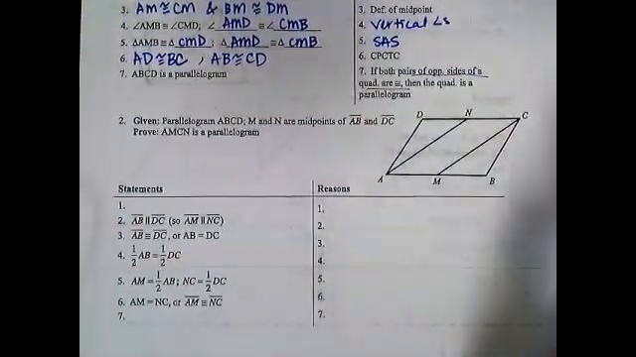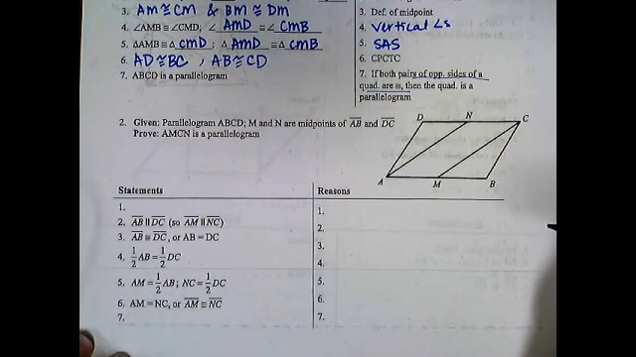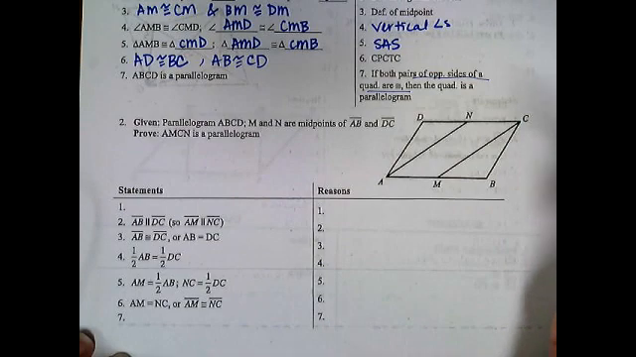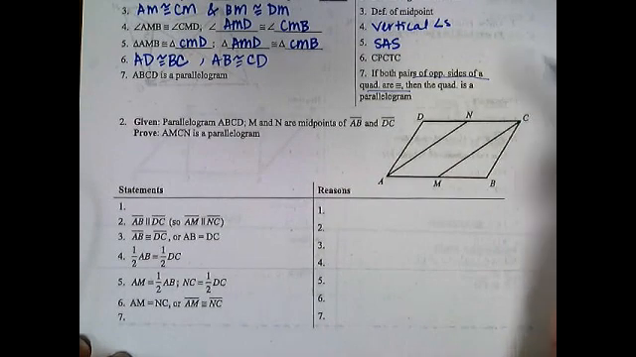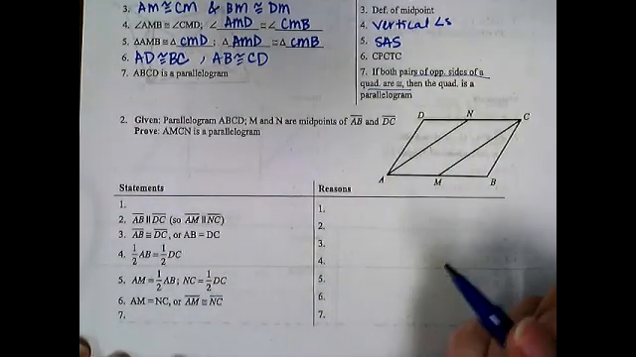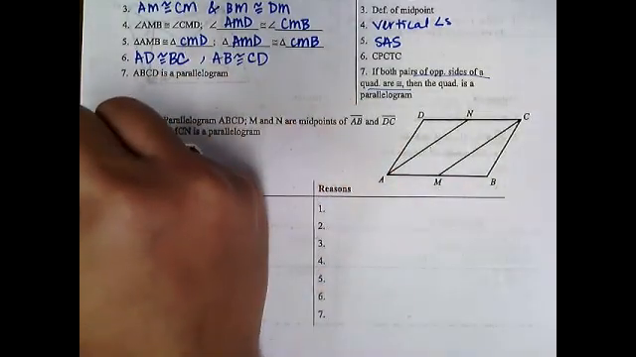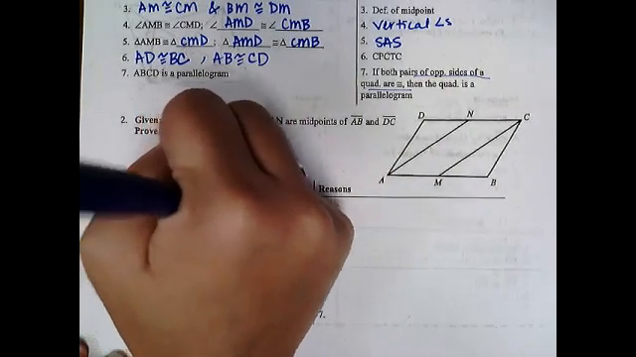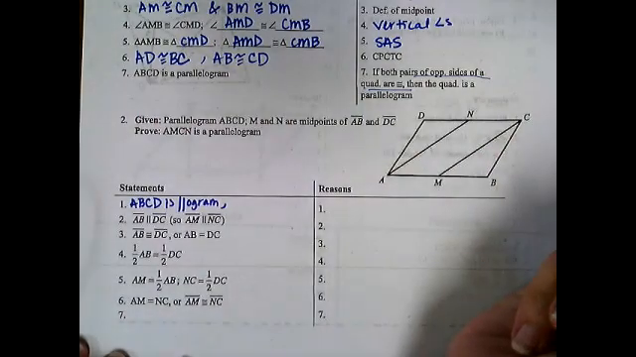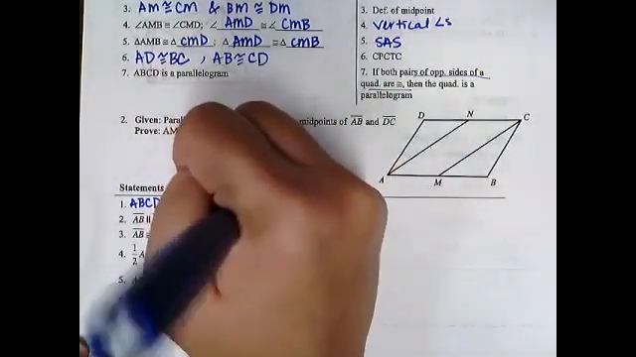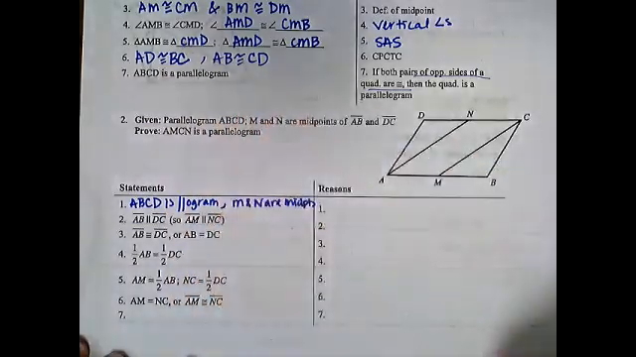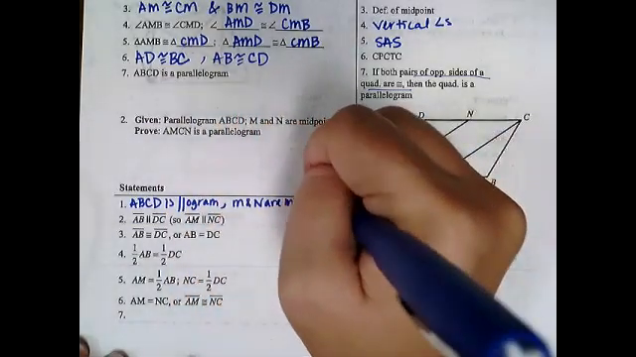Given that ABCD is a parallelogram and M and N are midpoints of AB and DC, prove that AMCN is a parallelogram. So prove this middle piece is a parallelogram. So the first thing is that we are given that ABCD is a parallelogram and that M and N are midpoints. The reason there is given.